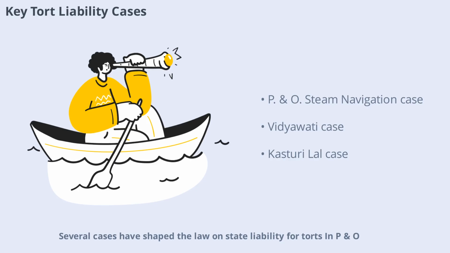Several cases have shaped the law on state liability for torts. In P&O Steam Navigation v. Secretary of State for India, the court held the government liable for torts committed by its servants. Later cases like State of Rajasthan v. Vidyawati and Kasturi Lal v. State of UP further clarified the scope and limits of such liability.